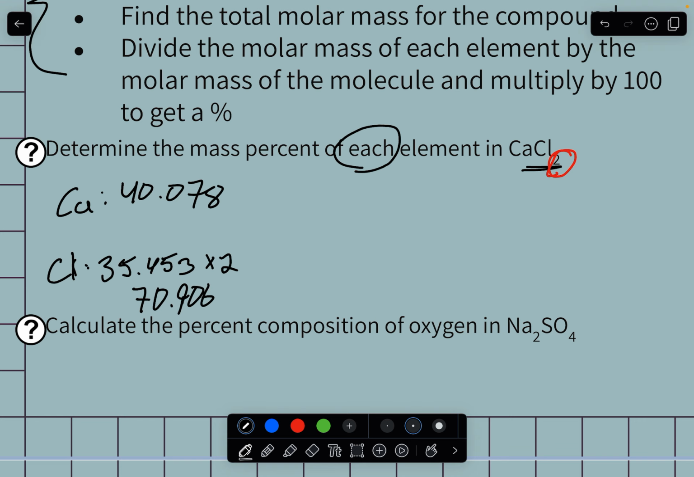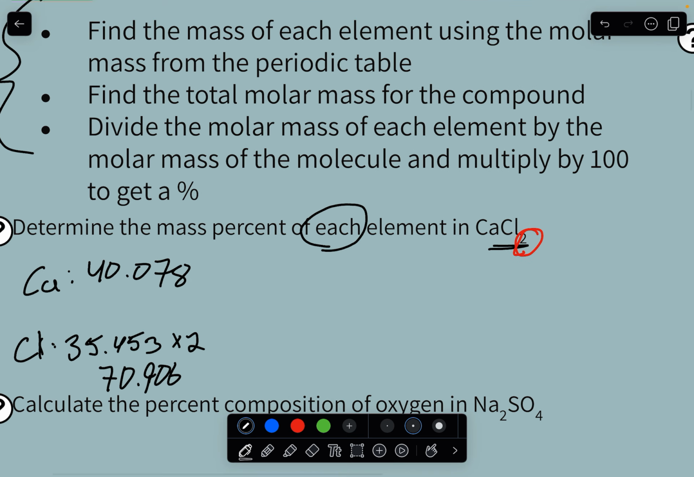Okay, so that's the first step. The first step, we found the mass of the element from the periodic table. Our step 2, we're going to find the total molar mass of the compound. So if we add these two together, 40.078 plus 70.906, we get 110.984.